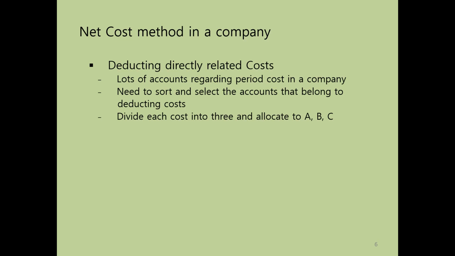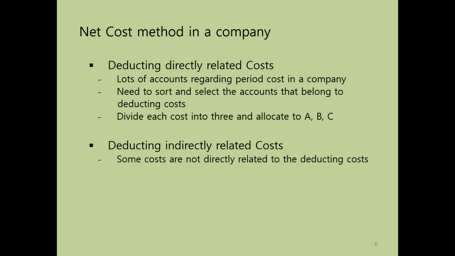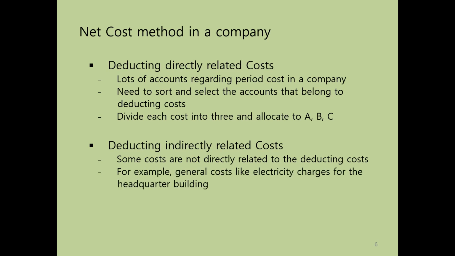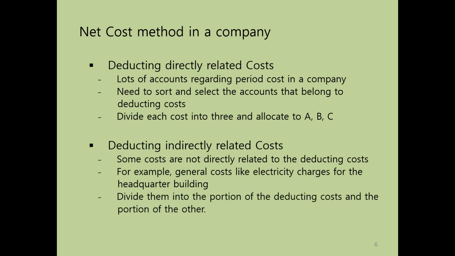We have to consider one more thing. In case of common costs, some costs are not directly related to deducting costs. For example, general costs, like electricity charges for the headquarters building of the company. In this case, we must divide them into a portion of deducting costs and a portion of non-deducting costs. And we should divide them into 3 again and allocate them to each product A, B, and C.